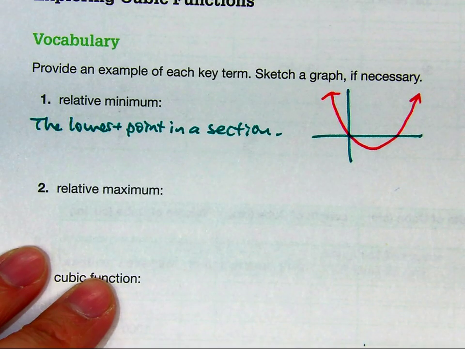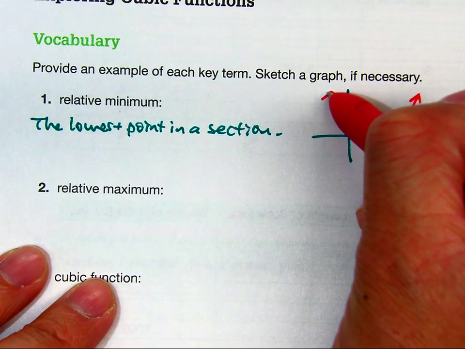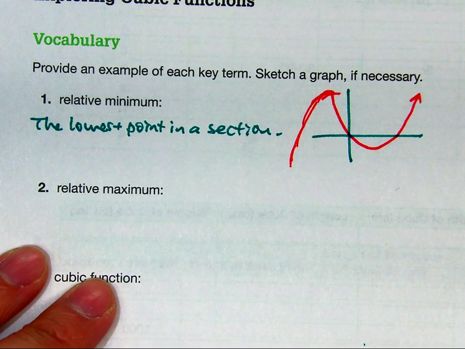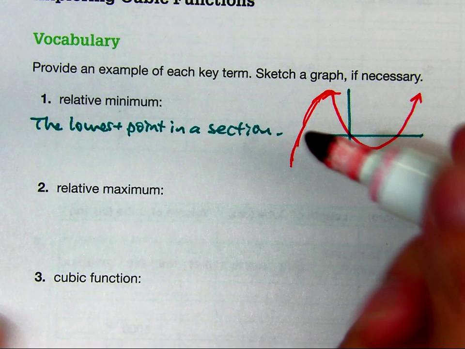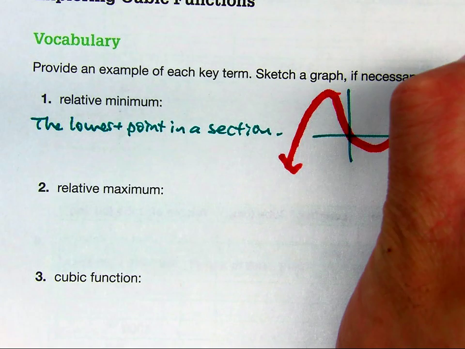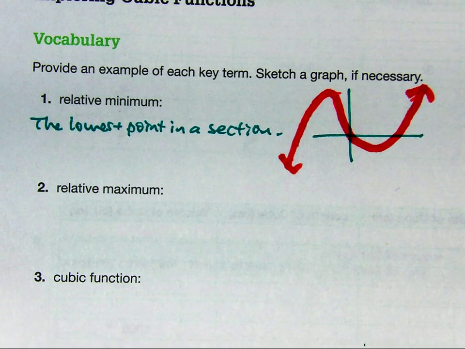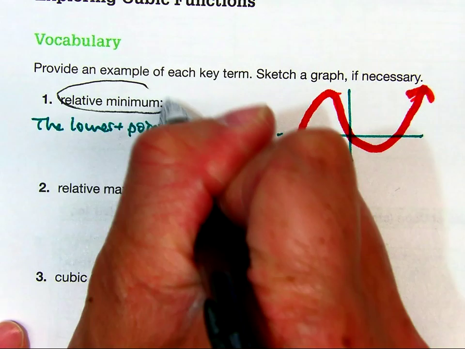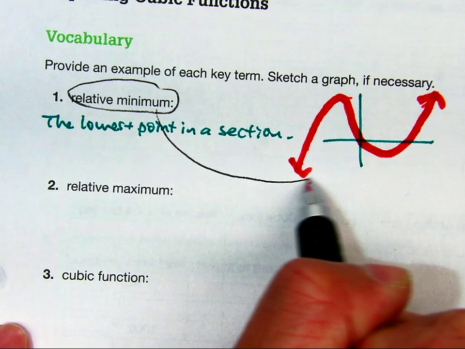Actually, that would probably be a bad graph. Let's change it. Then I would say the relative minimum would be this one.